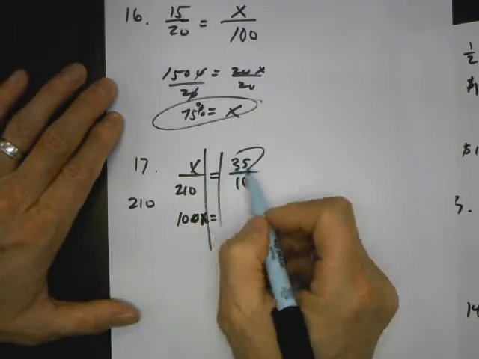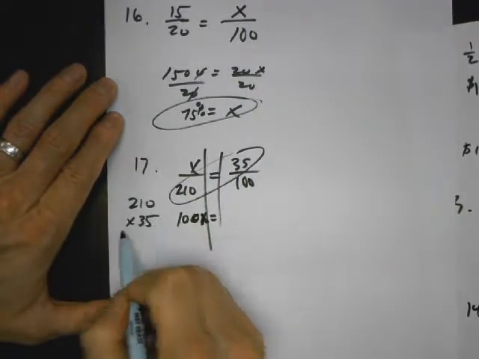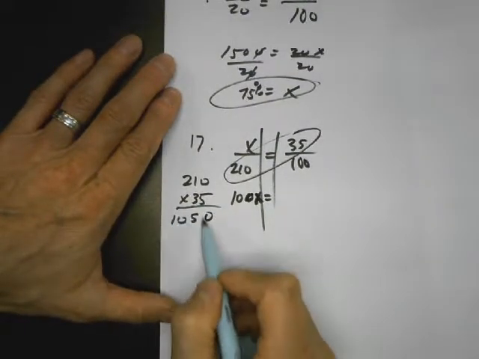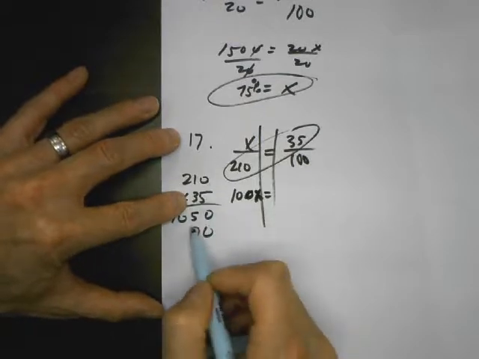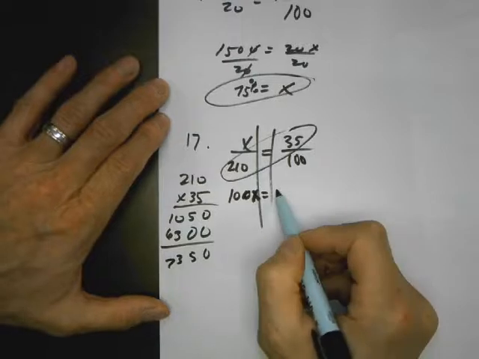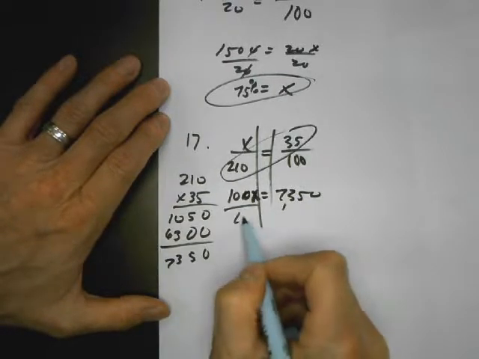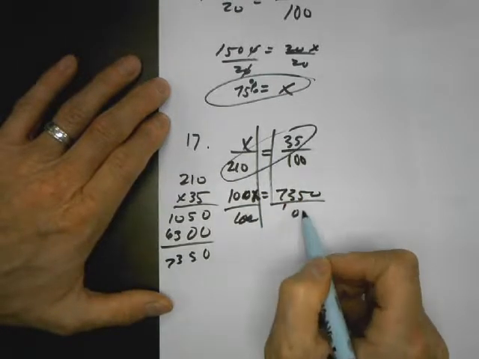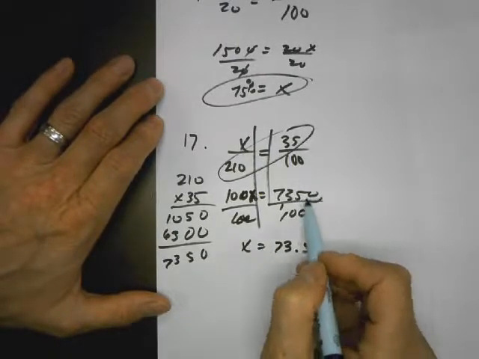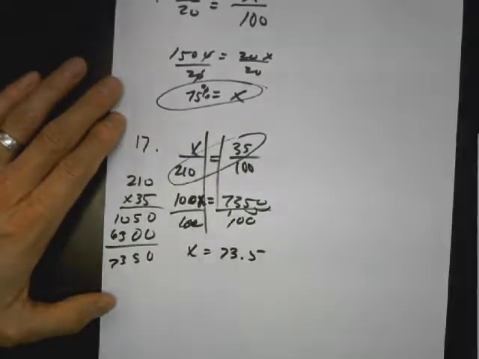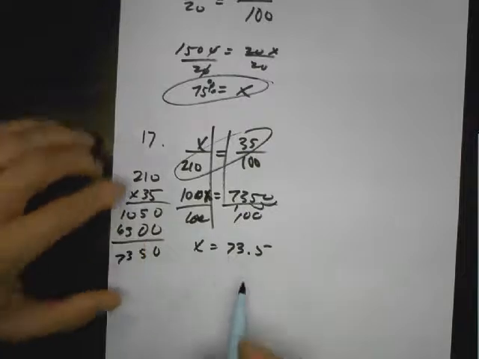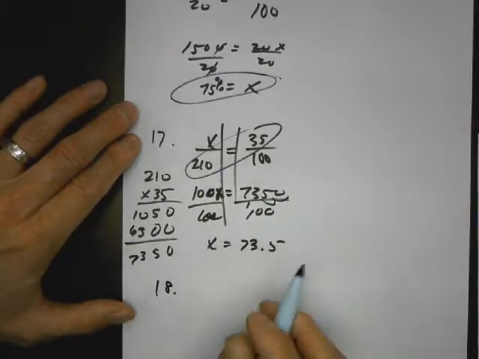Cross multiply, and I got 210 times 35. So I have 5 times 0, 5 times 1, and 5 times 2. Skip a space. 3 times 0, 3 times 1, 3 times 2. Add. 7,350 divided by 100. The nice thing about dividing by 100 is I simply move the decimal 2 times, so I got 73.5. That's how I divide by 100, or you can do the long division if you'd like. So the answer for 17 is 73 and 5/10.